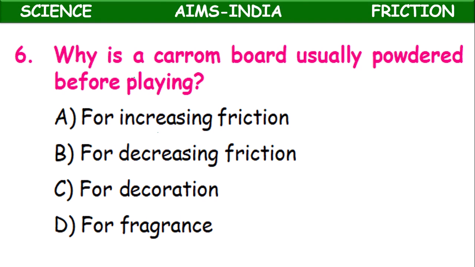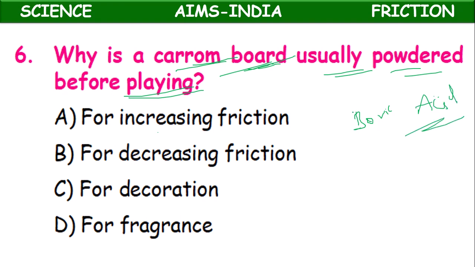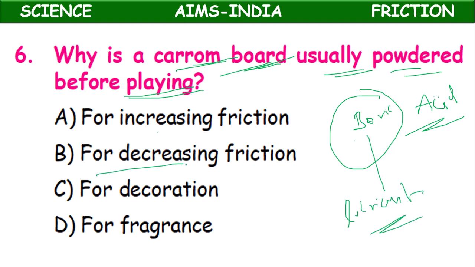Next, why is a carrom board usually powdered before playing? A carrom board is powdered with boric powder, made from boric acid, which acts like a lubricant. It decreases the friction so that the coins move on the board smoothly.